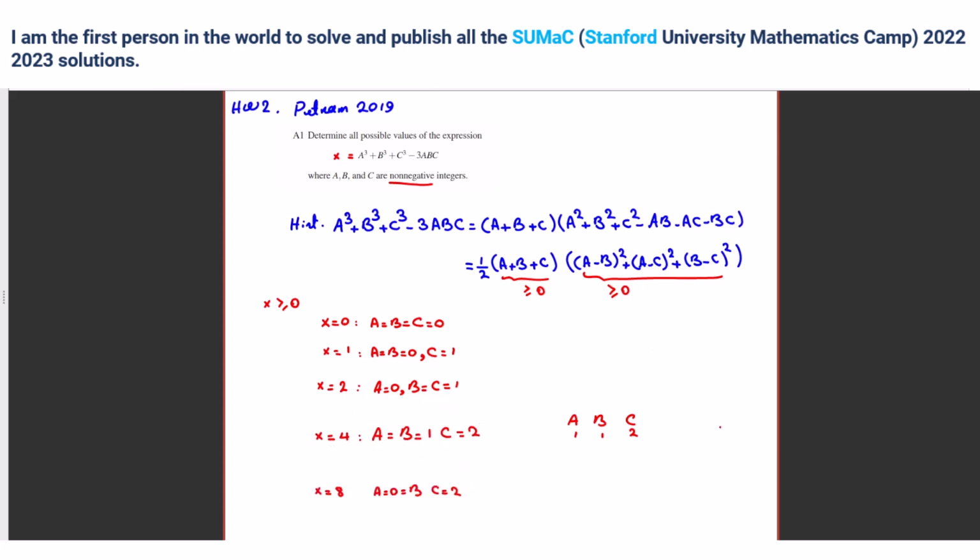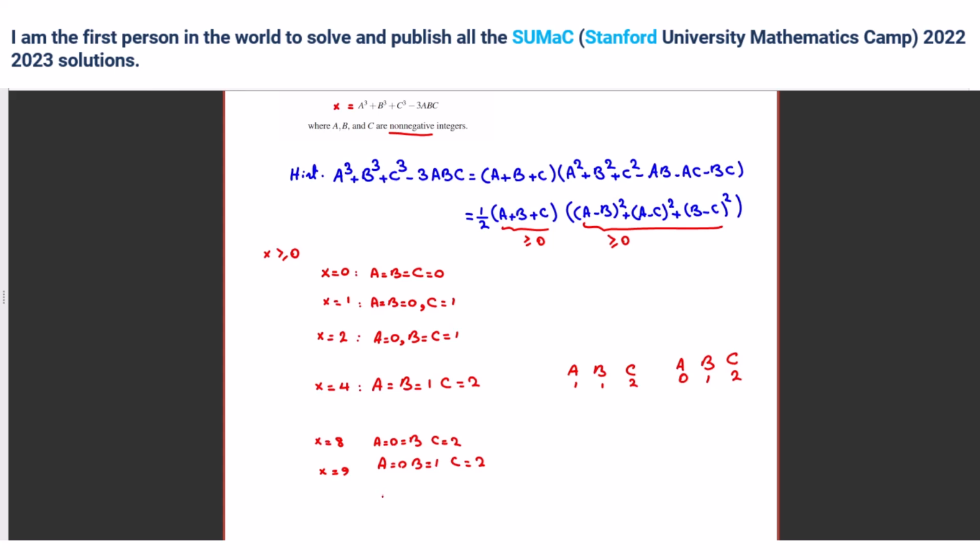So let's check other cases. If A is 0, B is 1, C is 2, this case is bad because then this part will be 0 and it will be large, right? Yes. But it will be 8 plus 1, 9. So x equals 9 we can create by A 0, B 1, C 2, right? Yes, sir. And if we consider A 1, B 1, C 2, that will be x equals 4. Can we create, for example, 5?